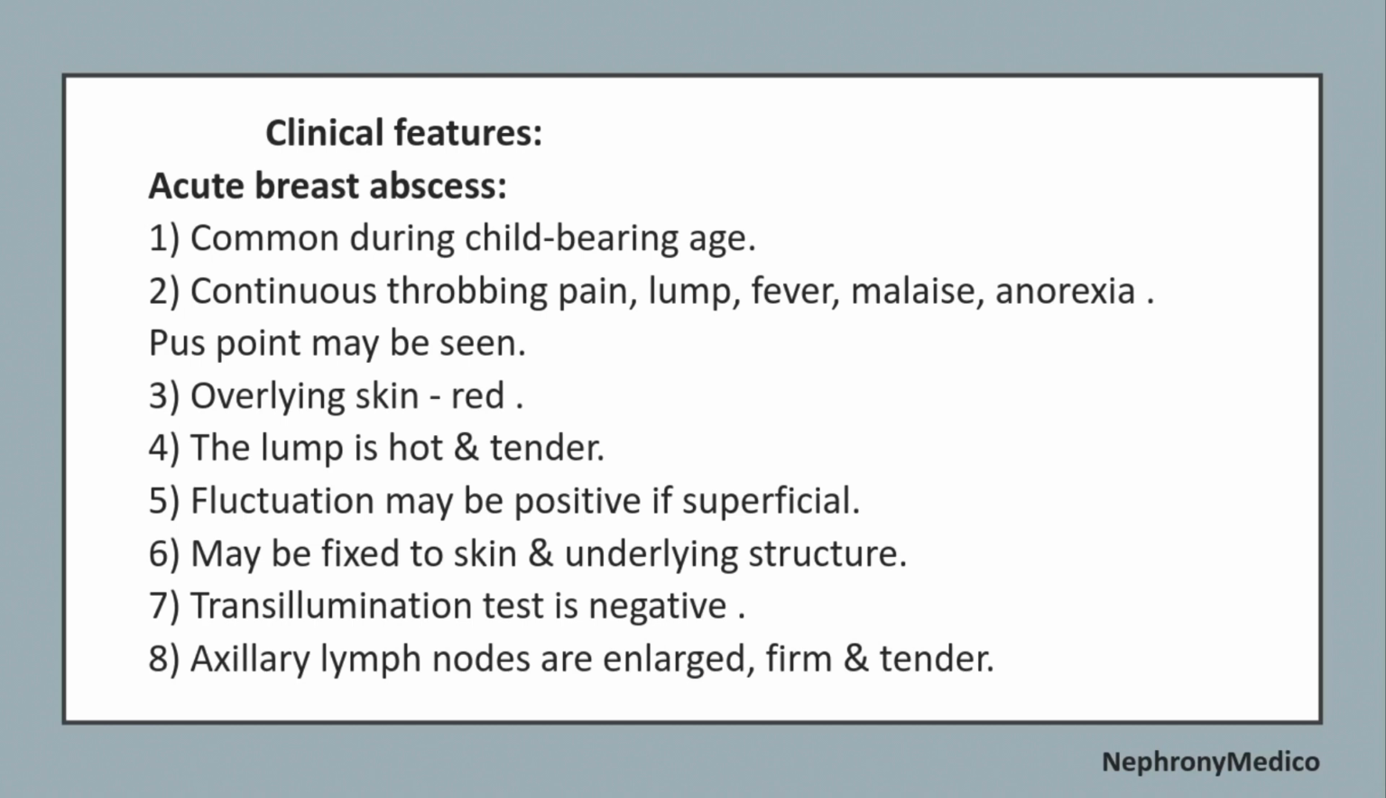Now, clinical features. In case of acute breast abscess, it is most common during childbearing age, and continuous throbbing pain, lump, fever, malaise and anorexia may be present. Pus point may be seen. Overlying skin is red. The lump is hot and tender, and fluctuation may be positive if superficial. It may be fixed to skin and underlying structures. Transillumination test is negative, and axillary lymph nodes are enlarged, firm and tender.